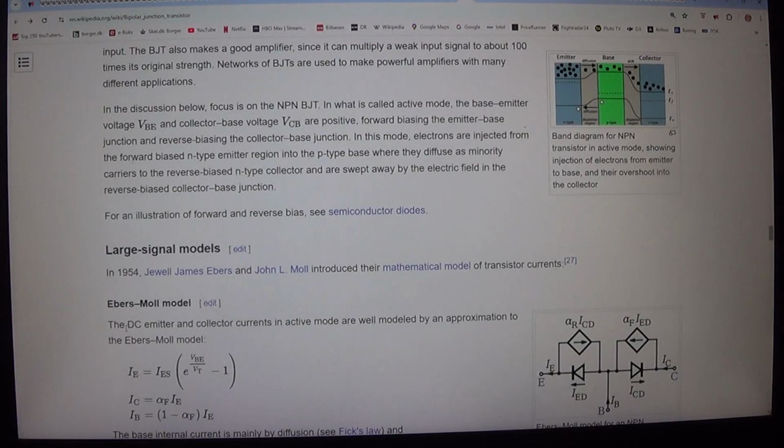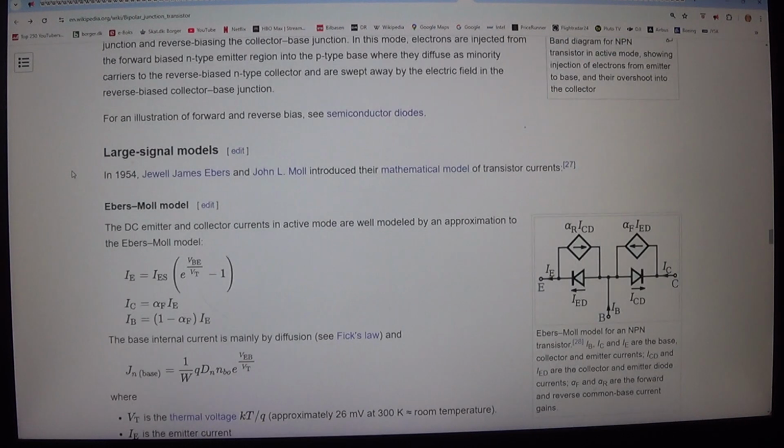In what is called active mode, the base-emitter voltage, V sub BE, and collector-base voltage, V sub CB, are positive, forward biasing the emitter-base junction and reverse biasing the collector-base junction. In this mode, electrons are injected from the forward biased N-type emitter region into the P-type base where they diffuse as minority carriers to the reverse biased N-type collector and are swept away by the electric field in the reverse biased collector-base junction. For an illustration of forward and reverse bias, see semiconductor diodes.